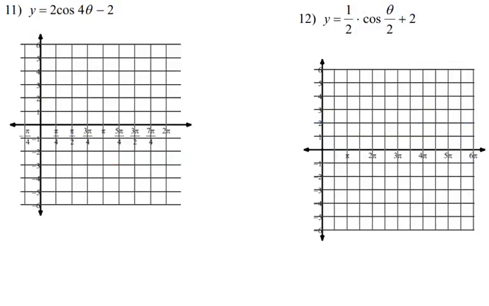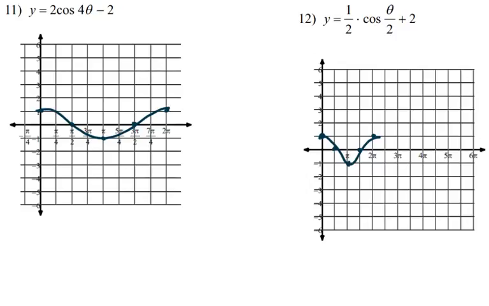Alright. So let's take a look at the last two. So let's draw our parent graph. Pi halves, pi, 3 pi halves, 2 pi. Having issues here. So 0, pi halves, pi, 3 pi halves, 2 pi.